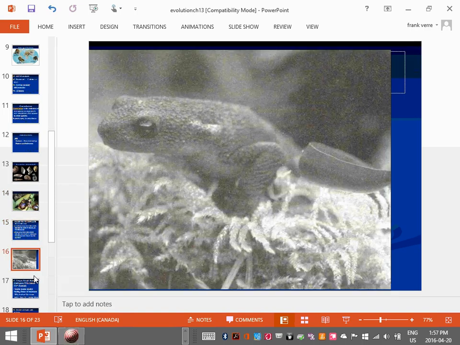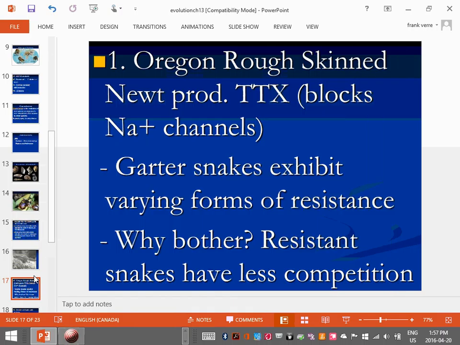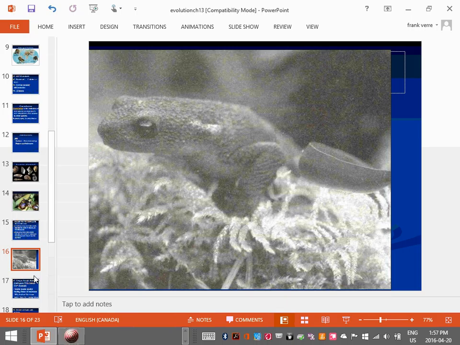Here's another example. This is a newt. Okay? It's an amphibian, and it's highly toxic. Now, the garter snake has evolved resistance to this newt. So, what happened over evolutionary time is you have these newts. Some are slightly more poisonous than others. And then you have garter snakes. Some are slightly more resistant than others. Right? The ones that are more poisonous have an advantage. And then over time, what you're left with are more poisonous newts.